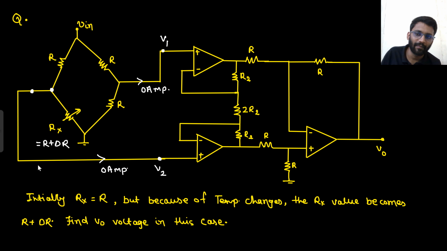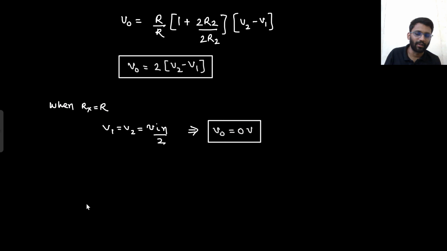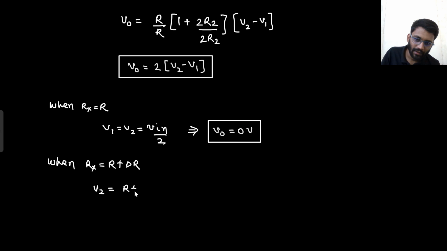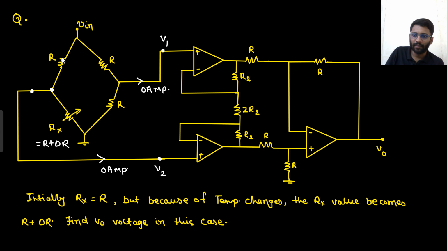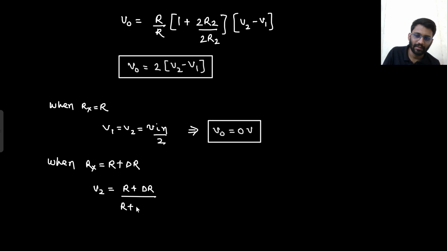So what will be the potential here? The potential here, V2, would become what? When Rx is R plus delta R, what will be your V2? V2 would be R plus delta R divided by 2R plus delta R, into Vin. So V2 is R plus delta R divided by 2R plus delta R into Vin.